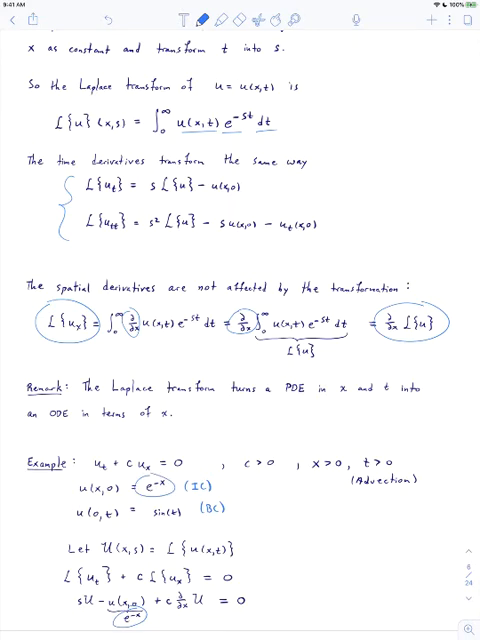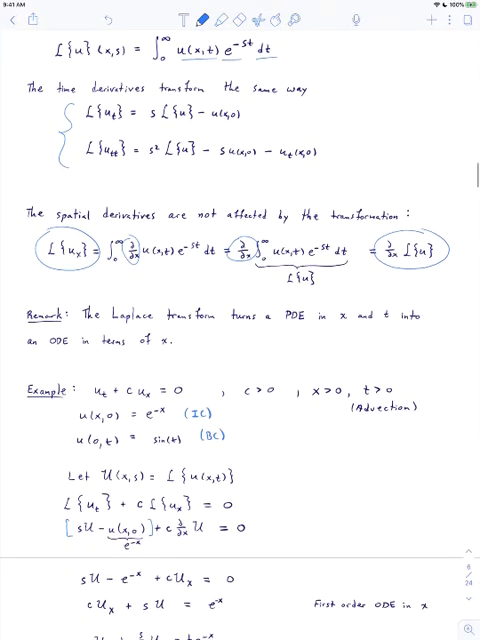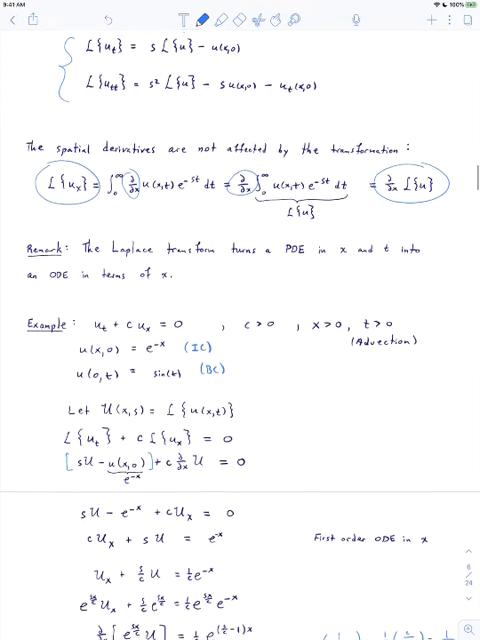That's our initial condition. So this is the Laplace transform of u partial t plus c times the Laplace transform of u partial x. Now remember, the Laplace transform leaves derivatives with respect to x alone. So the Laplace transform of lowercase u partial x is equal to the partial derivative with respect to x of capital U. And this equals 0. So now we have an ordinary differential equation. It's a first order ODE in terms of x.